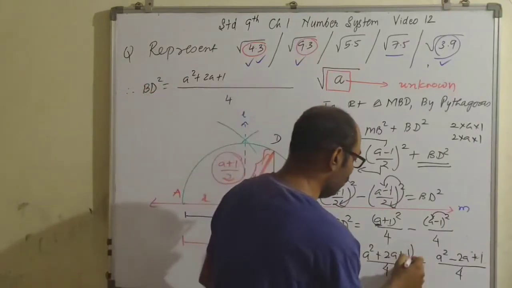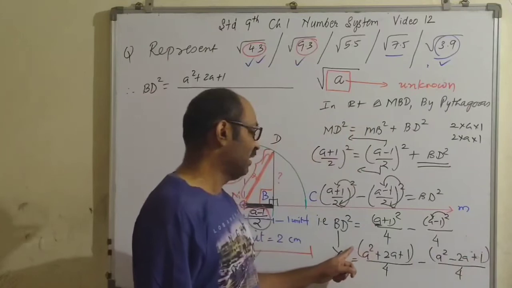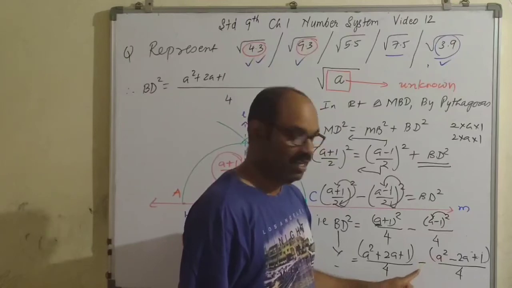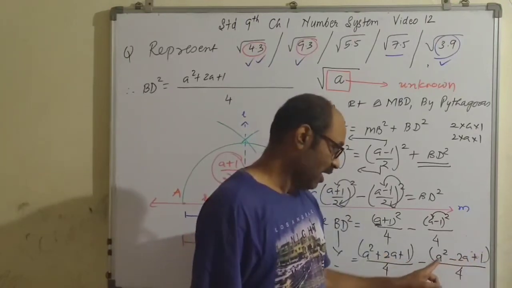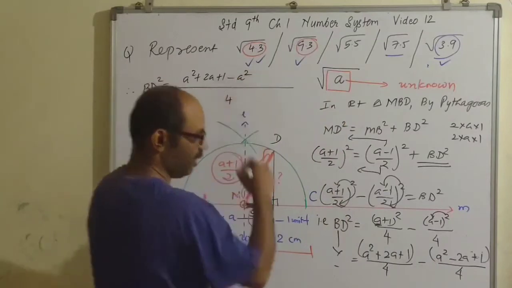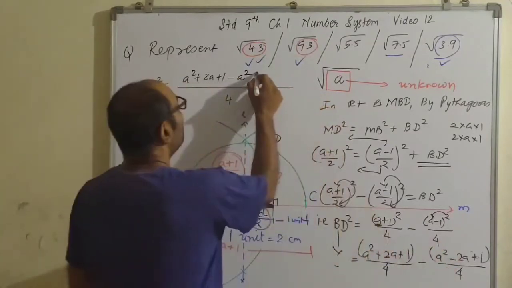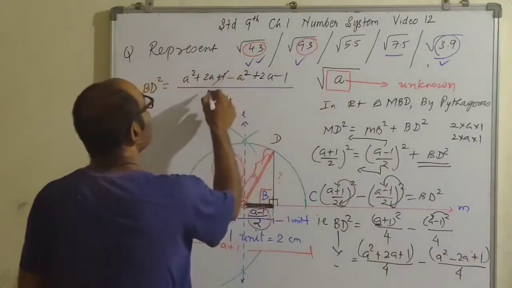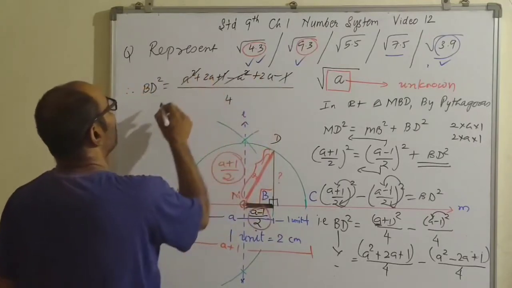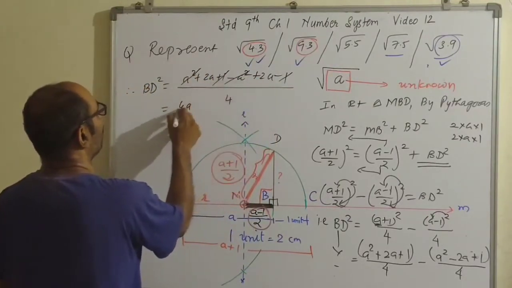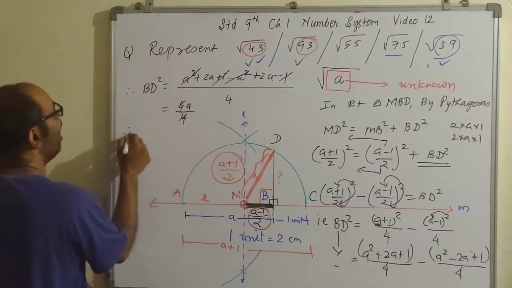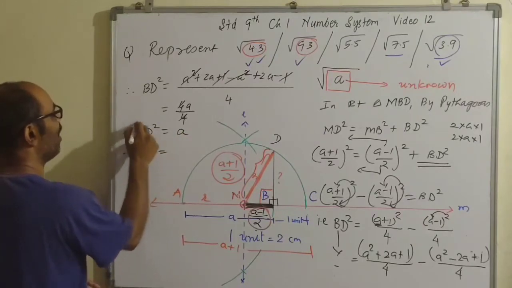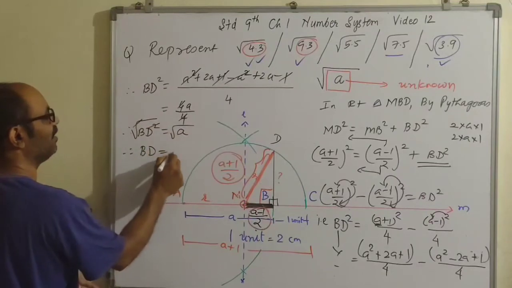Hey children, I'll use this brackets here now. ये bracket के आगे plus है. So without changing sign I have written. ये bracket के आगे minus है. So I'll have to change all the signs. A square becomes minus A square. Minus 2A becomes plus 2A. And plus 1 becomes minus 1. Plus 1 minus 1, minus A square plus A square, 2A plus 2A, 4A upon 4. 4 cancel. Therefore BD square is equal to A. Therefore BD is equal to square root of this. Square root gone. So BD is equal to root A.